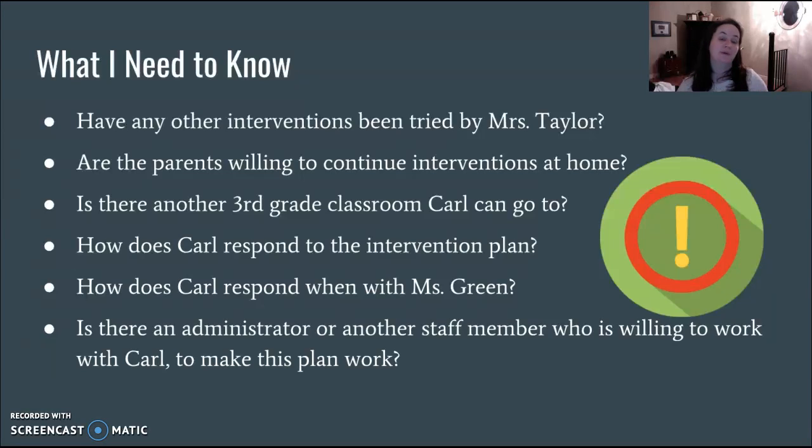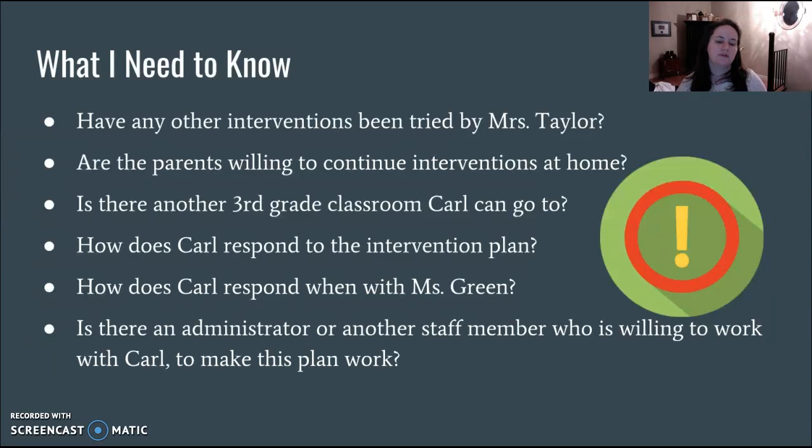Because it hasn't even really been put into place yet. And once it is put into place, how does Carl respond? Also, how does Carl respond to Miss Green? It seems like there hasn't been an aggressive outburst towards Miss Green. So how does that go? How does he interact when he is with Miss Green?